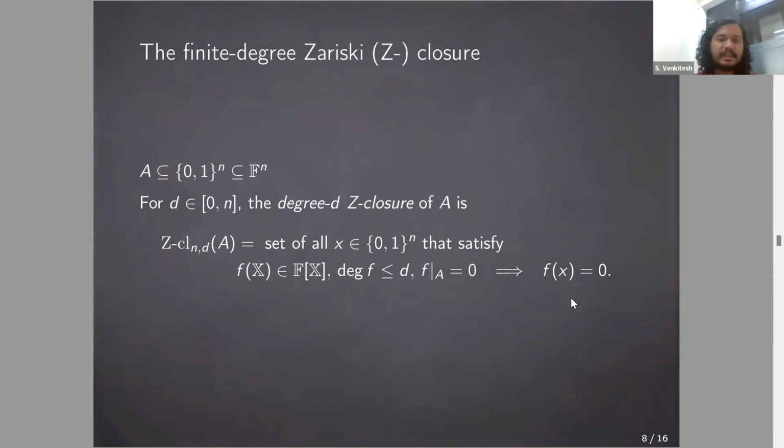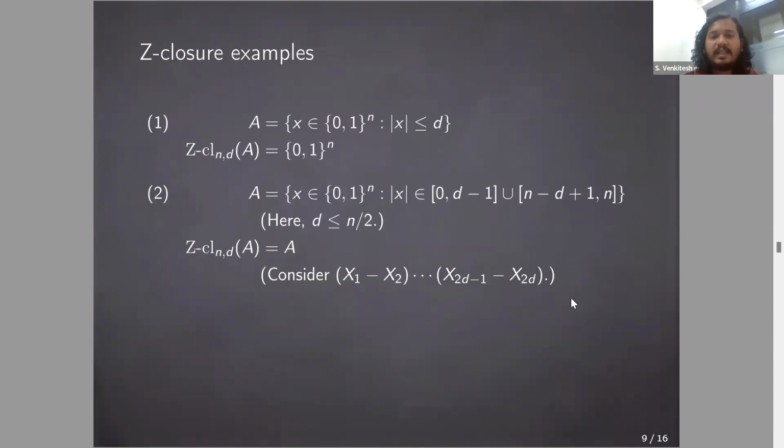So yeah, that's it. So quickly, a couple of very interesting examples. Let's take the point set to be the set of all points with Hamming weight at most D. So this is a Hamming ball of radius D, right? And for this parameter D, if the radius is D, then the degree D closure is going to be the full Boolean cube.